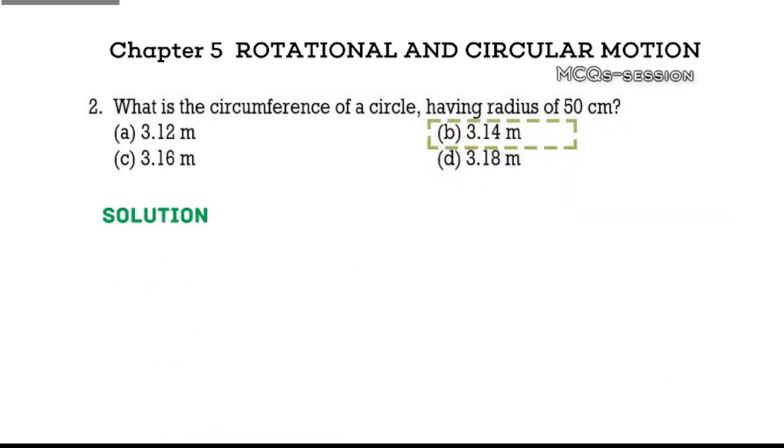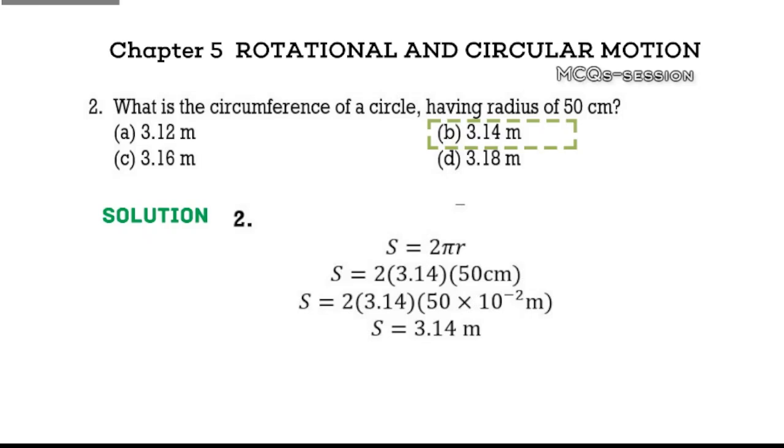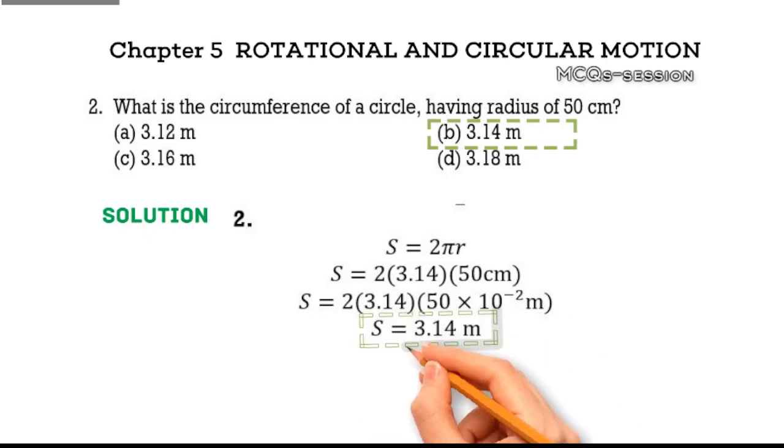Explanation. The circumference of a circle is given by 2 times pi times the radius. Using 50 centimeters, where centi equals 10 to the power minus 2, gives approximately 3.14 meters.